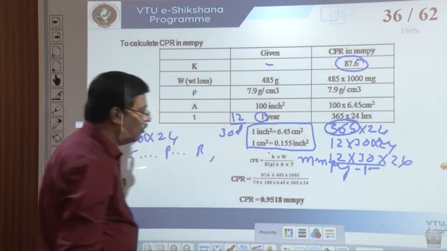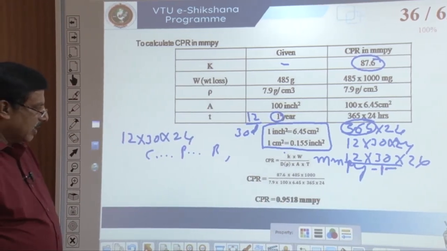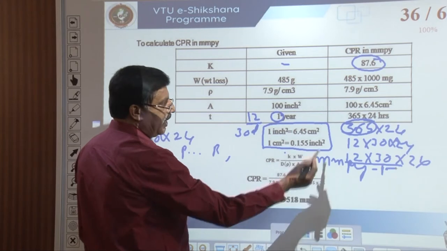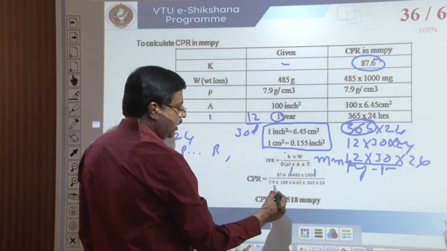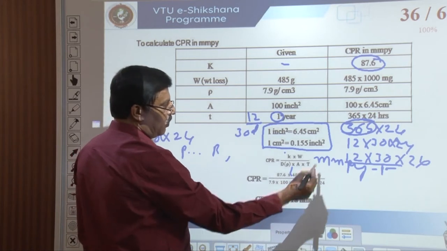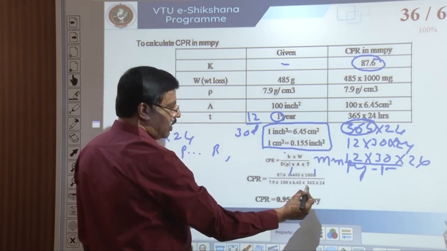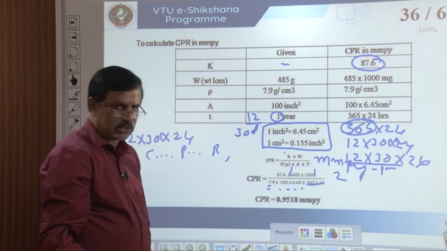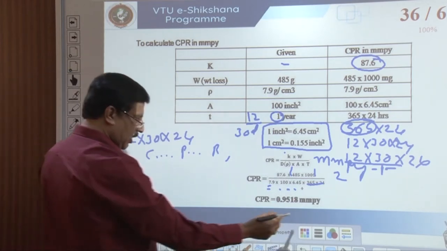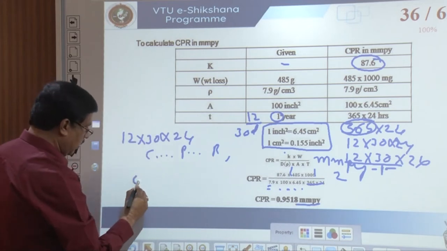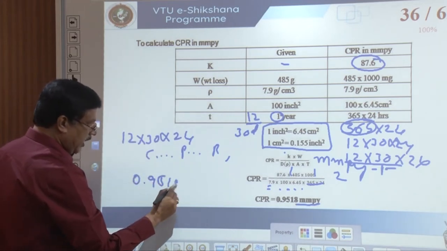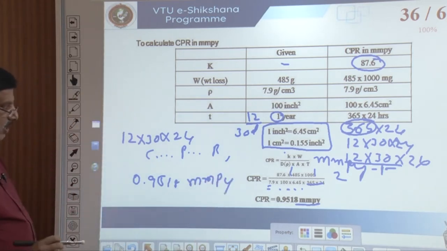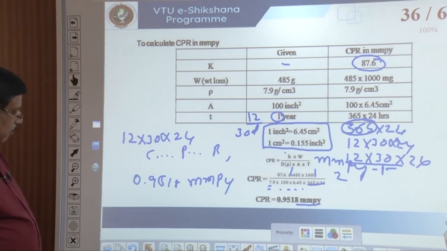What are the marks assigned to this numerical problem? Any numerical problem, any subject, if you write the relation, you will get marks. Then substitution: 87.6 into 485 into 1000, this is the value, and 7.9 gram per cc, 100 into 6.45 centimeter square into 365 days into 24. You will get 2 marks. Then simplify that line, and finally you will get 0.9518 millimeter per year. This is the answer in millimeter per year.